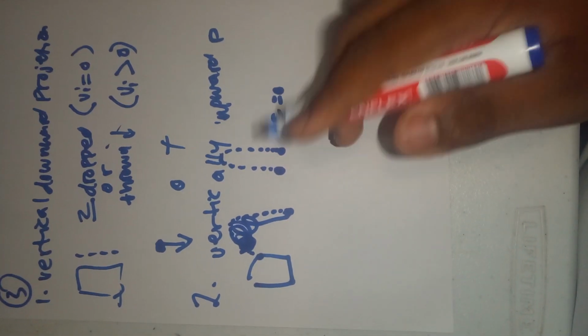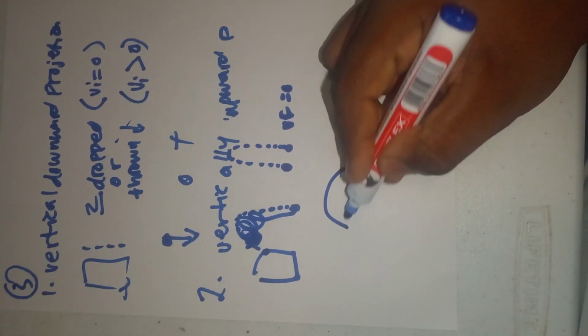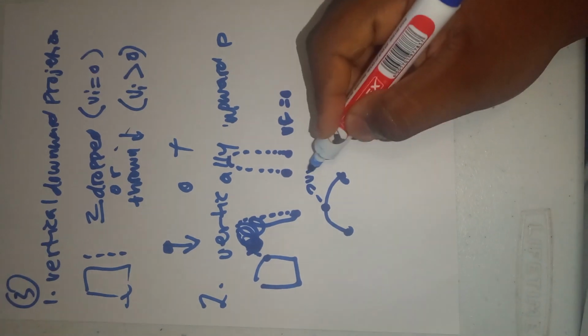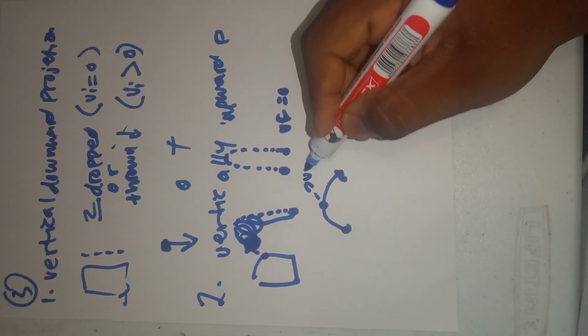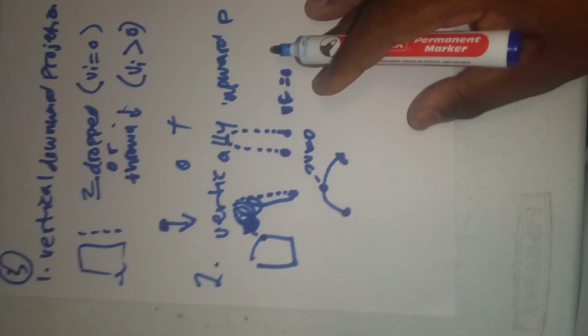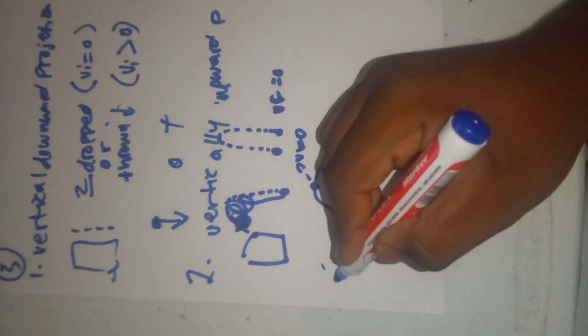Okay, so now it can be like this. Here, this can be the turning point. We know that here the velocity is equal to 0. Okay, so now that's how it is. We can go to the last one, the one I was talking about.